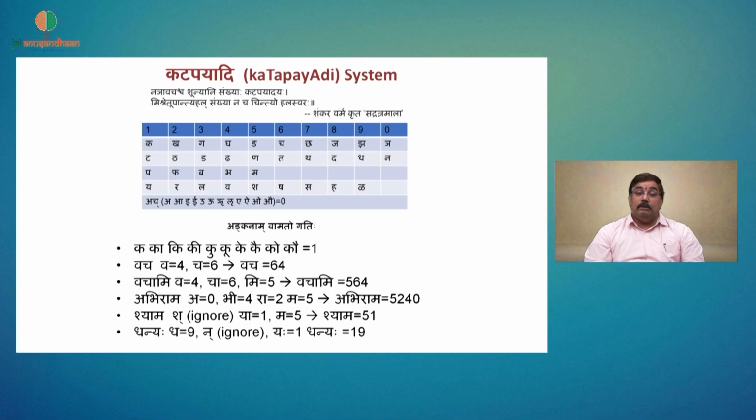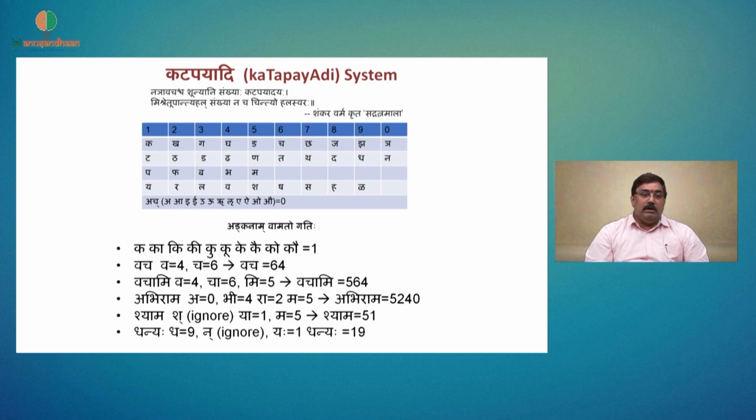And then in Bharatiya Ganita, we had a principle called Ankanam Vamato Gatihi. The numbers go from right to left, because we always start from the units place, tens place, hundreds place, thousands place, and so on. Therefore, the 4, when you say va, that is 4, will go to the units place. Then we say cha, that is 6, it goes to the tens place. So vacha becomes 64.